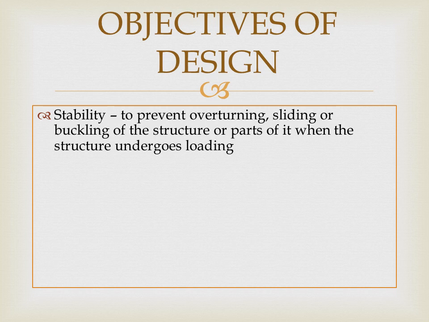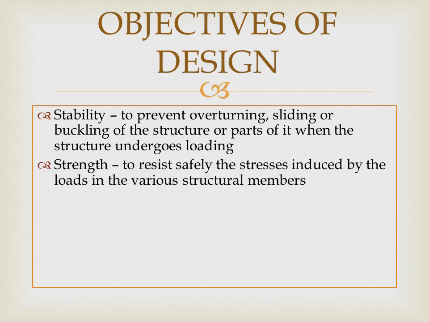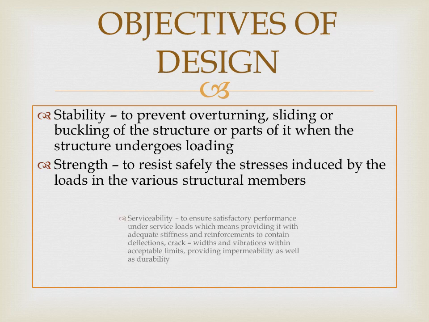The next is strength, to resist safely the stresses induced by the loads in various structural members. See, when we connect steel reinforcement with concrete, we are transferring the strain of concrete to steel as well, so they will be compatible, so that the beam will be compatible for the superstructure that we are going to build. So it should resist the stresses which are induced. That is the second objective of design that we have to consider, that is the strength.